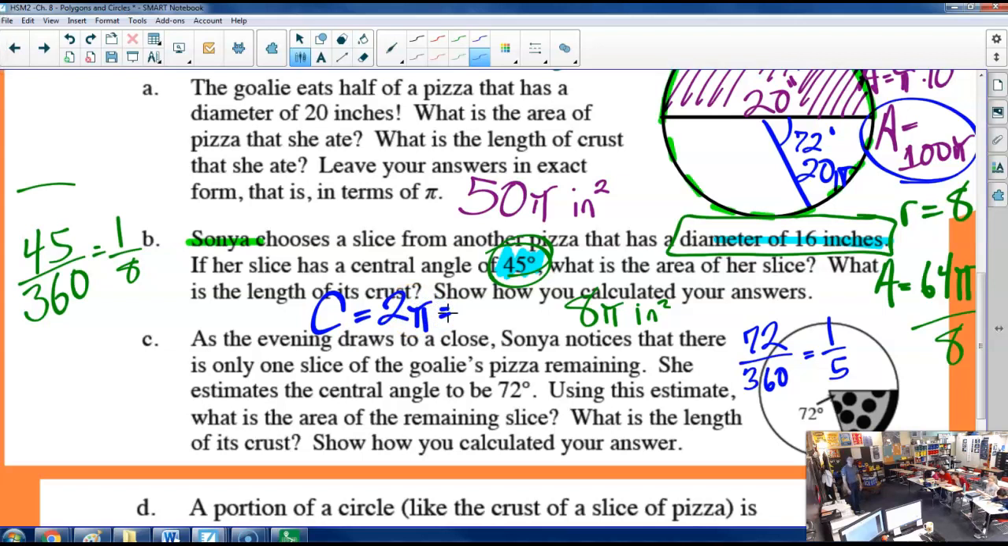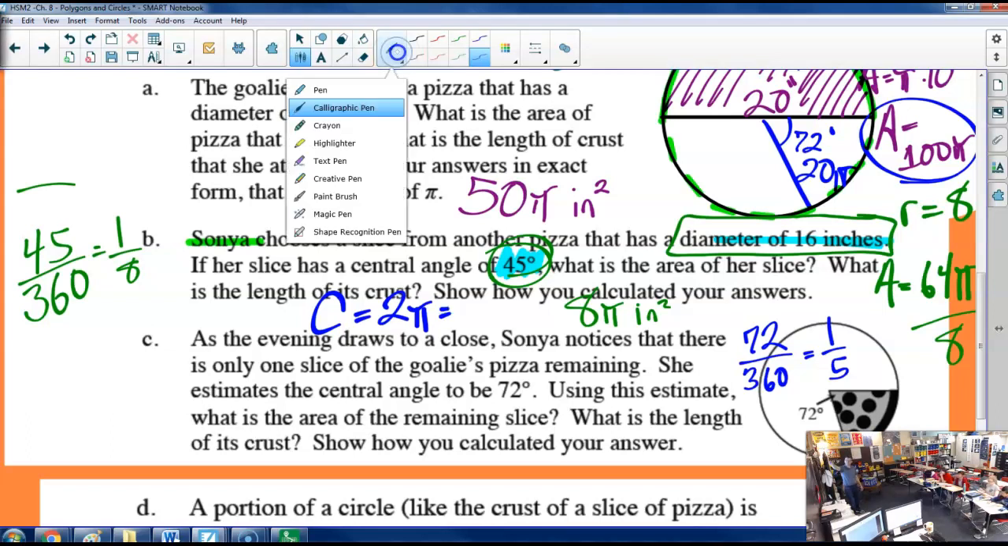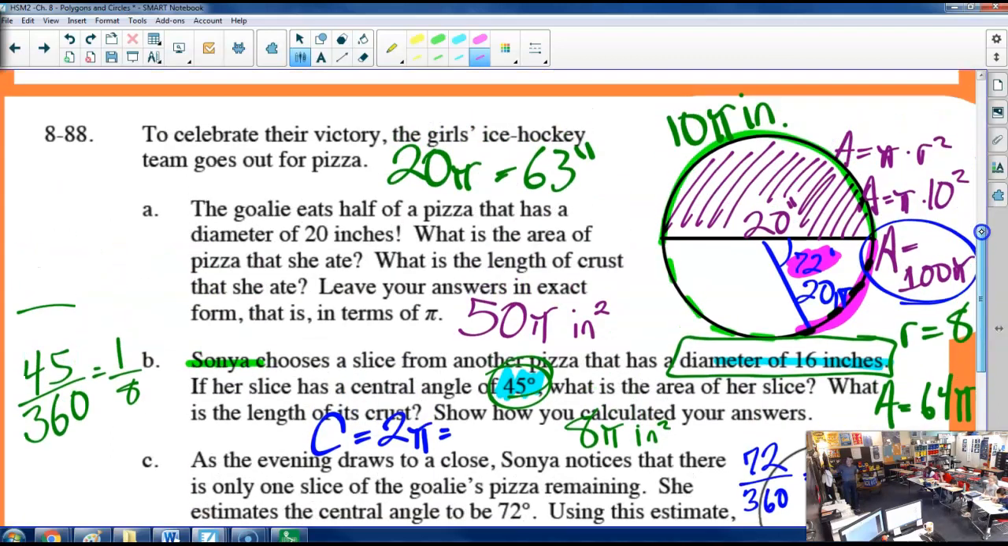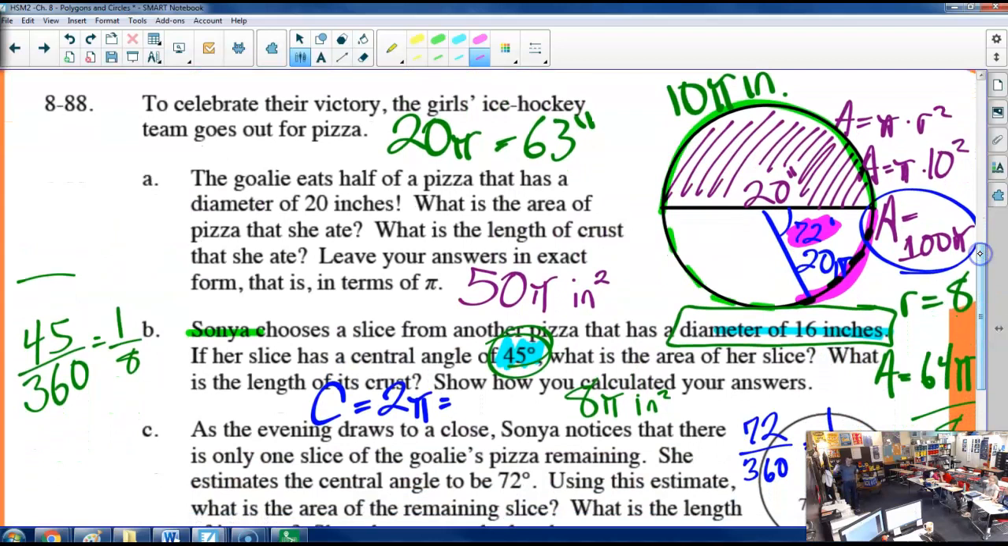Oh wait, I ate that other slice though. So then Sonia goes back to that other slice and she's like, well, how much was this? Well, again, we said 72 degrees is what fraction? 1/5. And we said the circumference up here was 20 pi. What's 1/5 of 20 pi? 4 more pi, so she actually has to add on 4 more pi of consumption. And she ended up eating 6 pi of crust. Yeah, it's like 1.5 feet.